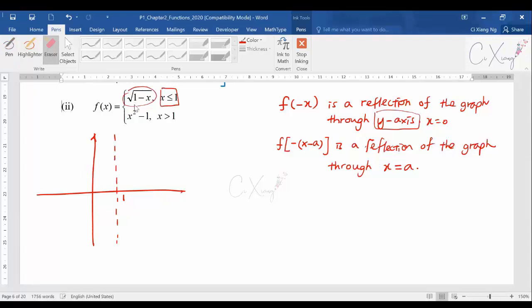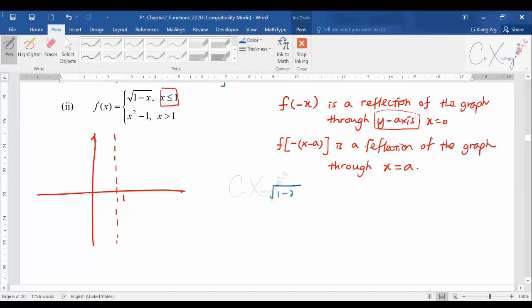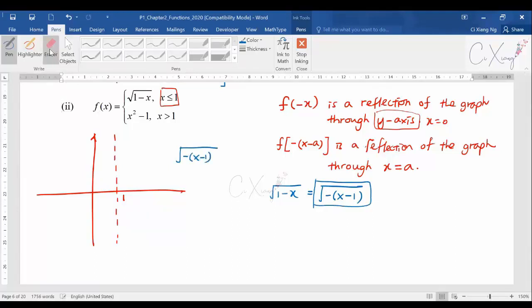Now let's have a look at how we can sketch square root 1 minus x. To sketch square root 1 minus x, generally you need to take out the negative and make it become x minus 1. These two are the same thing. So that means eventually you want to draw this graph. Remember, I want to draw this graph, so maybe I put it beside first. This is the graph that I want to draw.